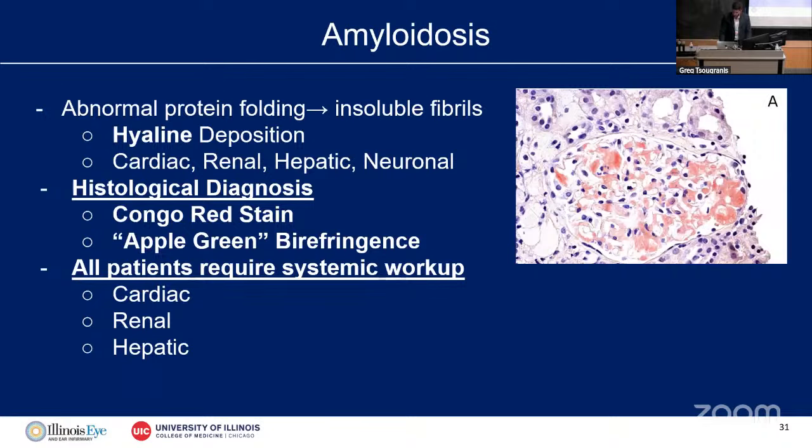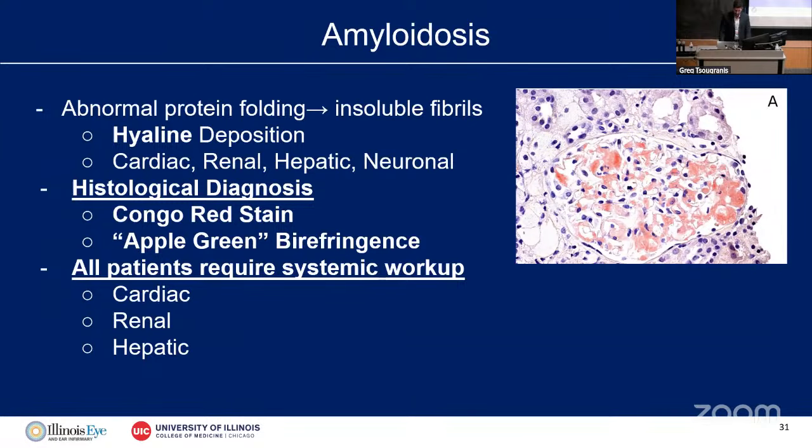So a bit about amyloidosis. It's a diverse, heterogeneous group of disorders characterized by the deposition of hyaline into a variety of tissues throughout the body, including the eye and the ocular adnexa. The amyloid proteins themselves are deposited as insoluble fibrils as a consequence of abnormal protein folding. And then histology is generally required for a definitive diagnosis, which is often made with a positive Congo red staining, like I mentioned, or the apple green birefringence under polarized light.